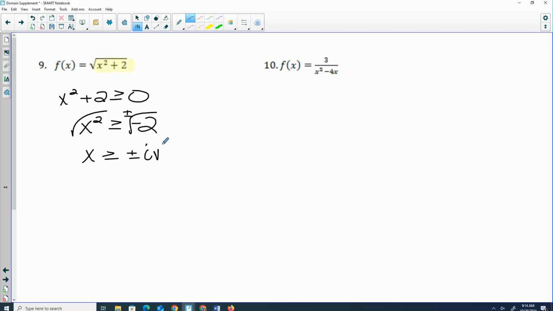An i. Am I dealing with imaginaries? No. If we think about this, when you square something, you always get a positive, right? When is a positive bigger than a negative number? Always. So what's happening is inside my radical, it's positive no matter what I plug in. The only thing that makes it 0 is imaginary. So my domain is everything. Negative infinity to positive infinity.